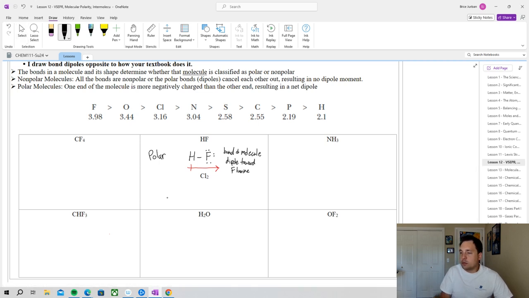If we looked at just a simple diatomic molecule like chlorine, since these are the same element, there is going to be no overall bond dipole. So therefore, this is a nonpolar molecule.